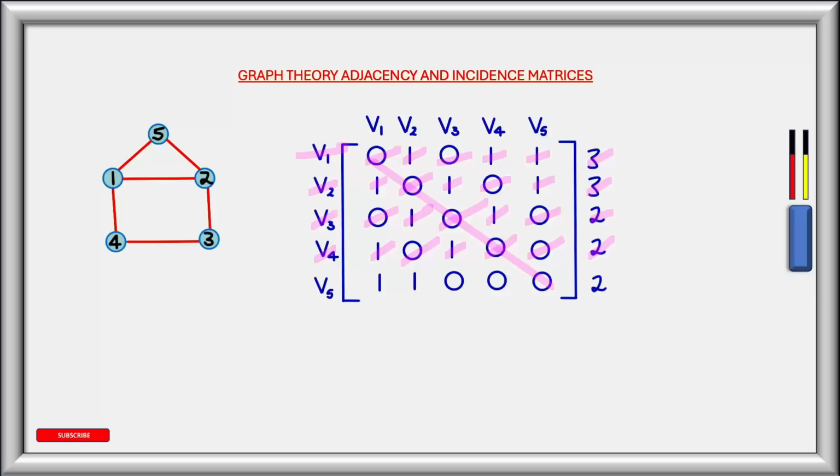And moving on to vertex 5, we see it's connected to vertex 1 with an edge. So we place a 1 in row 5, column 1. It's also connected to vertex 2 with an edge. So we place a 1 in row 5, column 2. And there's no connection between vertex 5 and vertex 3. We place a 0 in row 5, column 3. And there's no connection between vertex 5 and vertex 4. Again, a 0 is placed in row 5 and column 4. And as there's no loop, we have a 0 in row 5, column 5. And summing this row, we see vertex 5 has a degree of 2.